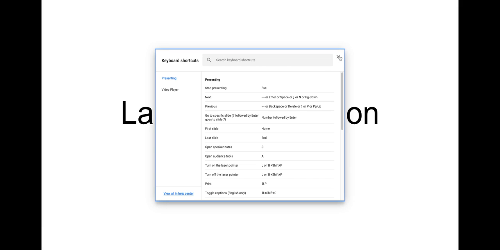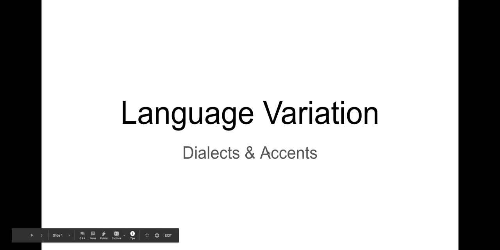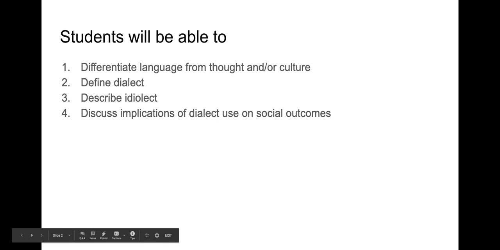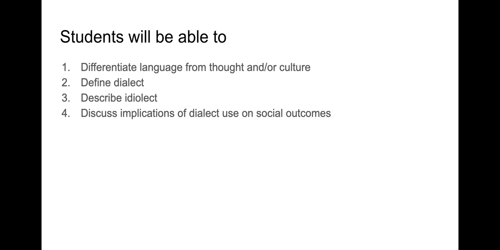This presentation is going to be on language variation. Specifically, we're going to talk about dialects and accents. Okay, so these are the learner objectives. Excuse my phone. These are the learner objectives.